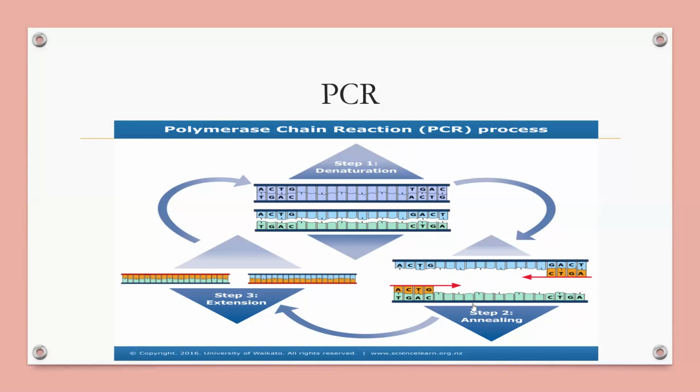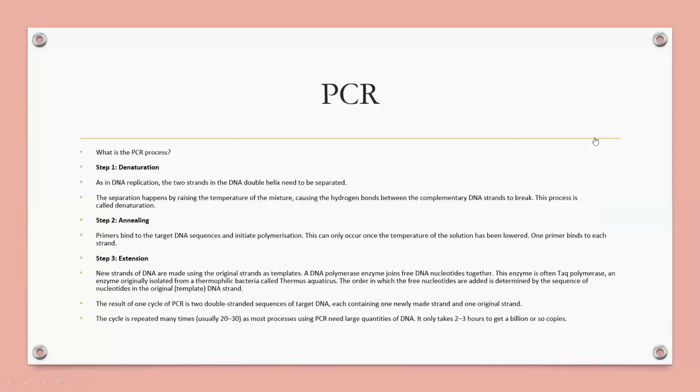Next, annealing or renaturation. First step, denaturation. As in DNA replication, the two strands in the DNA double helix need to be separated. The separation happens by raising the temperature of the mixture, causing the hydrogen bonds between the complementary DNA strands to break. This process is called denaturation.